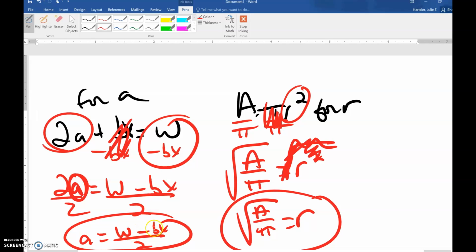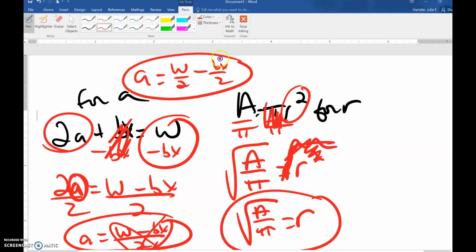This one, if you weren't sure what I meant by divide each piece, is you could, when you divide, you could divide this by 2 and this by 2. So another answer would be, what, w over 2 minus bx over 2. That would be an acceptable answer as well. We talked about kind of that heart thing before, how you could divide this and put a minus in between.